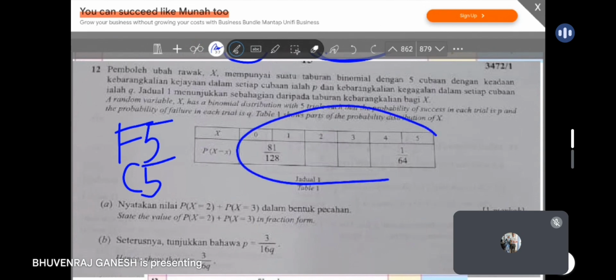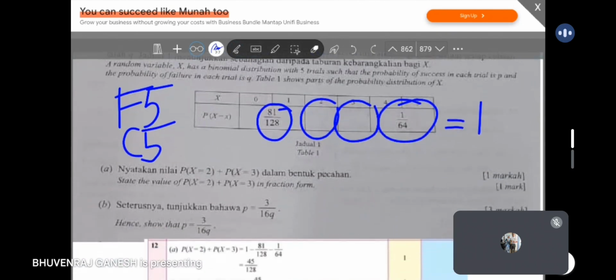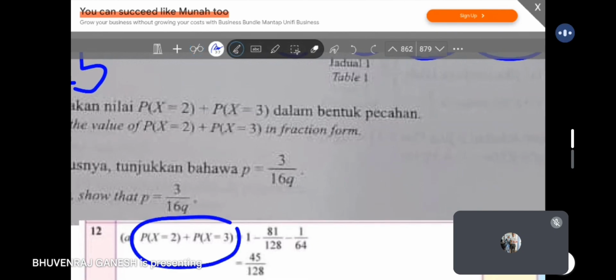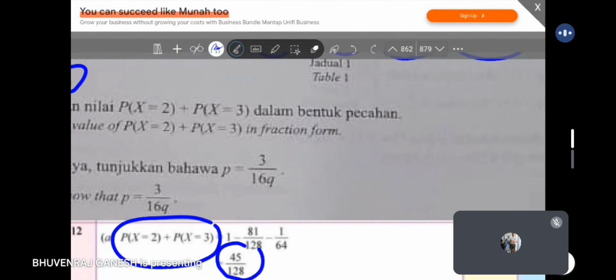Okay, so what is the total probability of every single x value here? Apa jumlah nilai kebangkalian semua nilai x? Yes. Okay, the answer is 1. Am I right? Okay, jawapan dia adalah 1. Okay, so means that you just take this value plus P(X = 2) plus P(X = 3) plus 1 over 64 equal to 1. Okay, semua sama dengan 1. Hasil tambah semua sebutan. Okay, so you will get this equation and you just need to solve for P(X = 2) plus P(X = 3). Selesaikan yang ni saja. So then you will get the answer 45 over 128. Okay, ini adalah jawapan kamu untuk soalan A.